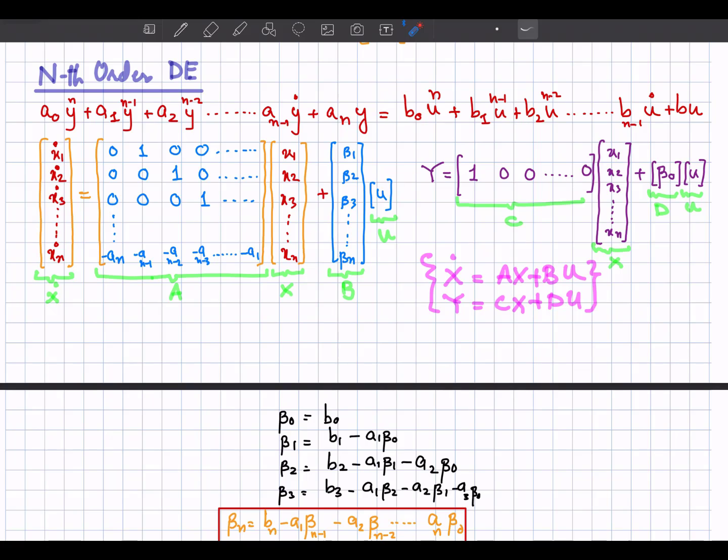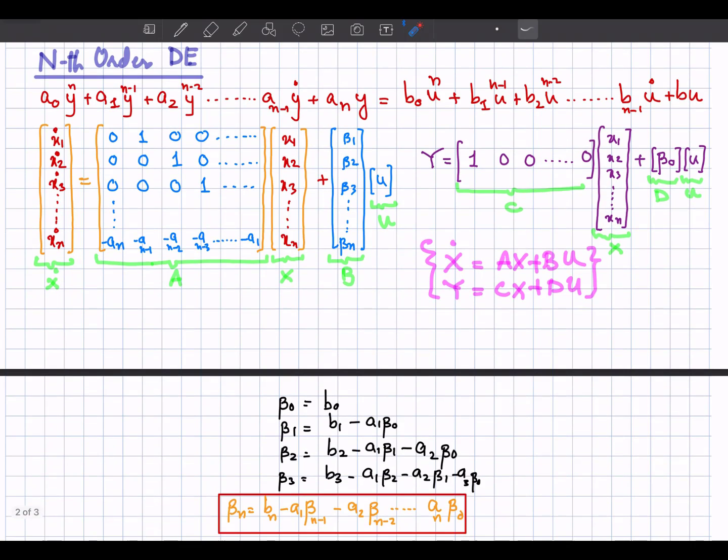Okay, so by comparing it with the standard state space equation, this is the state matrix, this is the input matrix, this is the output matrix, and this is the direct transmission coefficient matrix. So an nth order differential equation can be represented in terms of state vectors like that, and these betas, beta 1, 2 and 3, can be calculated with the help of this equation.